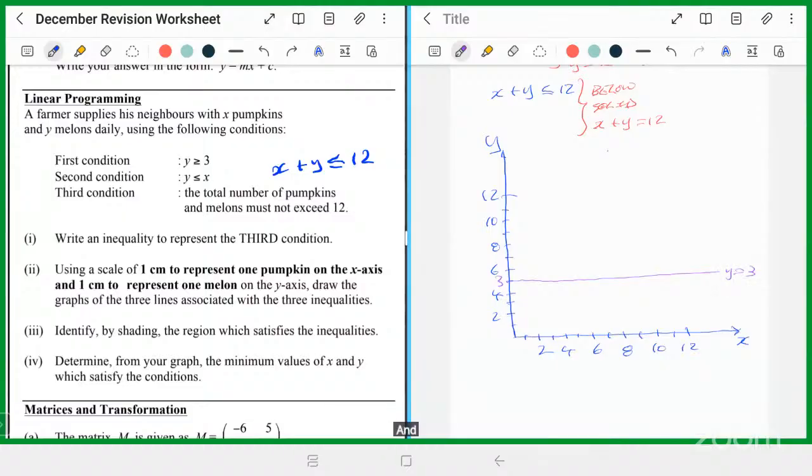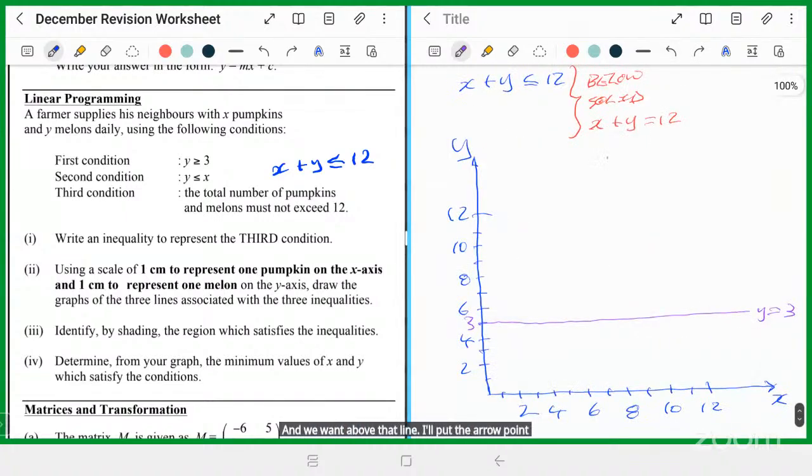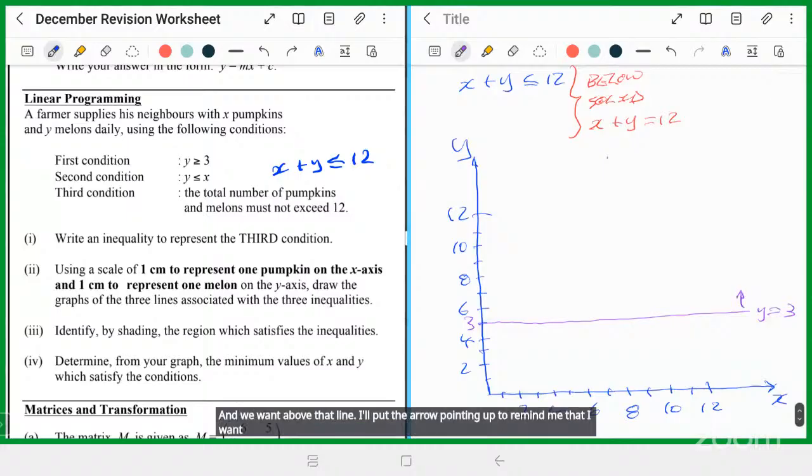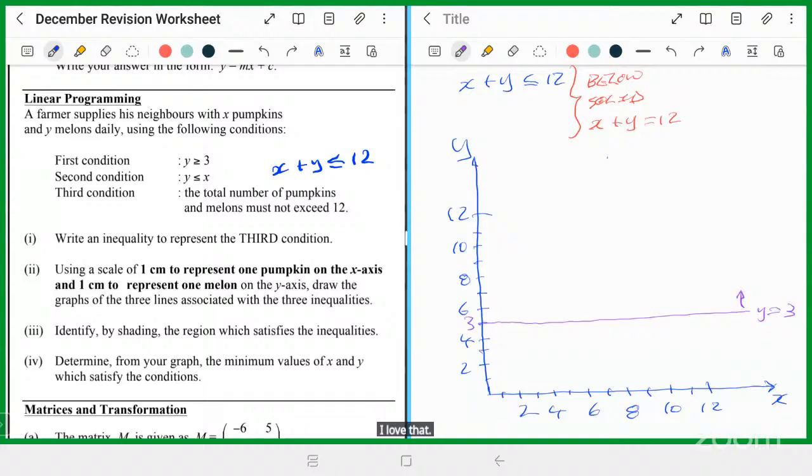And we want above that line. So I'm going to put the arrow pointing up to remind me that I want above this line. So the region that I want is somewhere up here, above that line. The next line is y equals x.